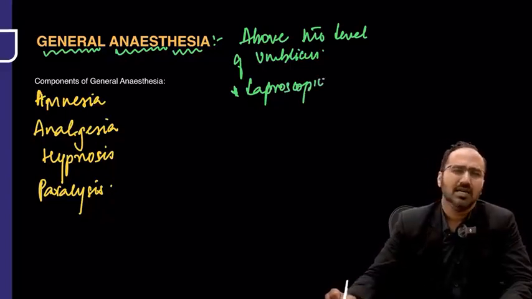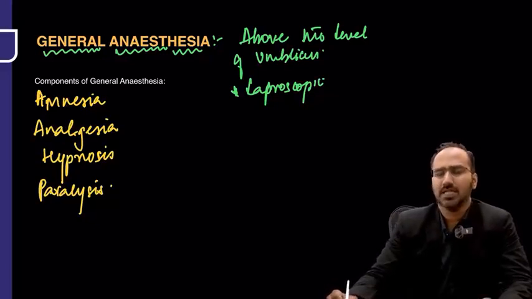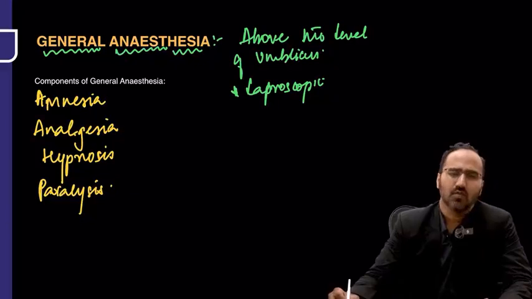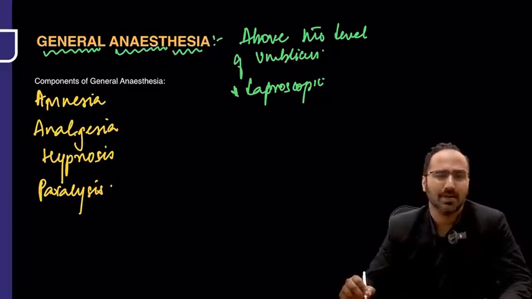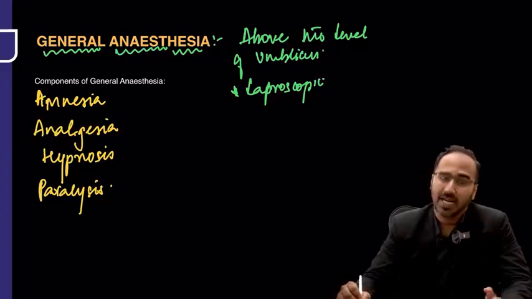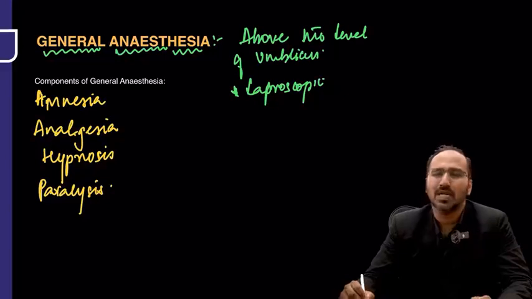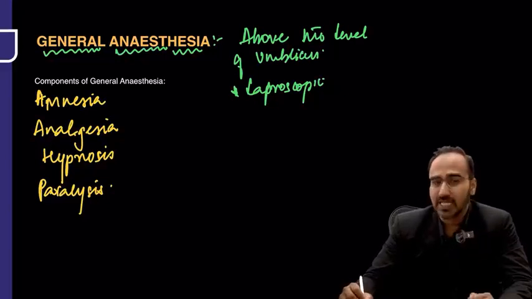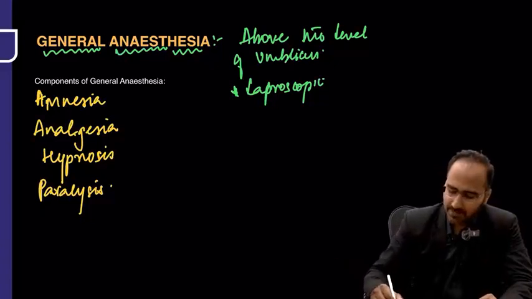Why? Because if at all below umbilicus laparoscopic surgery is there, instead of spinal you go for general. Why? Because in laparoscopic surgeries you are introducing a gas called carbon dioxide, which will cause much irritation. If laparoscopic surgery is done in spinal anesthesia, it will cause much irritation to the patient. Patient will have shoulder pain and all. So that's why for all laparoscopic surgeries we go for general anesthesia, right?